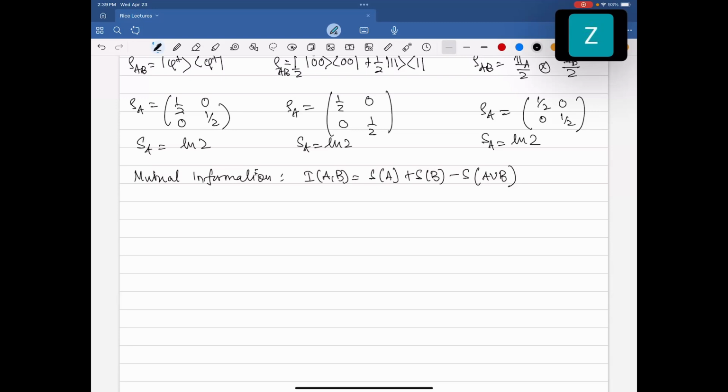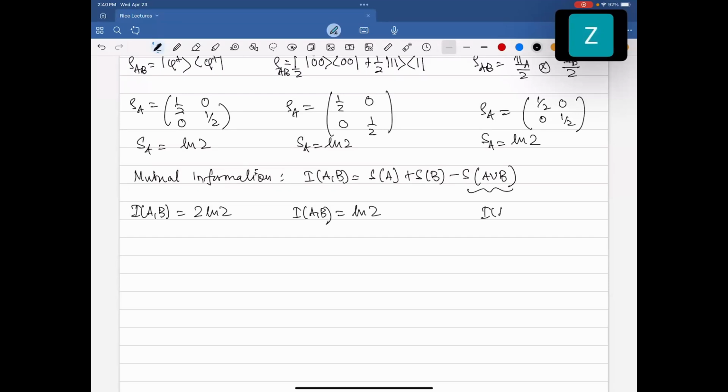Okay, so now what do you think mutual information is for the first case? Two log 2. The way to think about it is that the system is pure, so there is no entropy from S_{A union B}, and S_A and S_B are going to be both the same. What about the next one? S_A and S_B will both again be log 2, but the total entropy now is non-zero. It's actually log 2. So if you take one log 2 away, then you are left with just log 2.